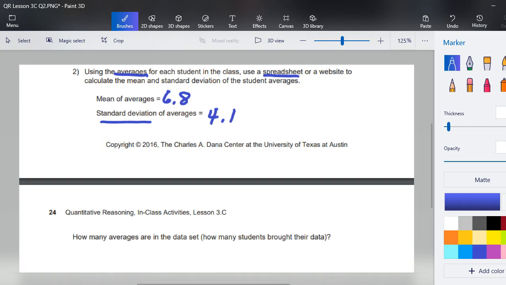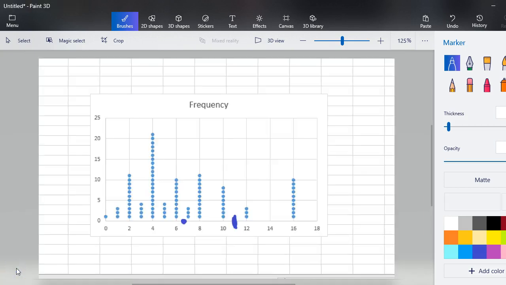The next question is asking how many of the sample means are in the data set and how many students brought their data. We're just going to use the data that I've pulled from your information, and we're going to take these two numbers and put them on our dot plot. This is our class dot plot. To answer question 2, we already have that the mean of the sample means is 6 8/10. We have that the standard deviation of these sample means is 4 1/10. The only other question was how many sample means are in the data set. I have 9. We are using data from 9 students.